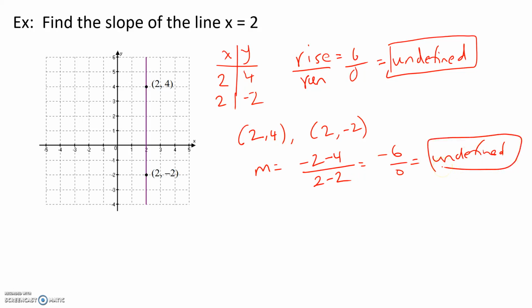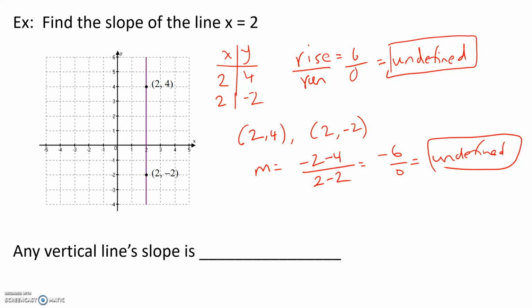So whether you use a graph or whether you use a formula, you should still get the exact same result. Sorry, I apologize. The slope of any horizontal line is 0. The slope of any vertical line, as we can see, is undefined.